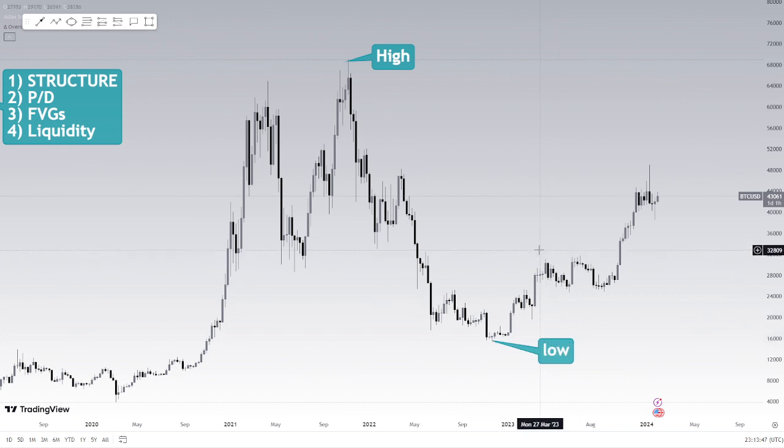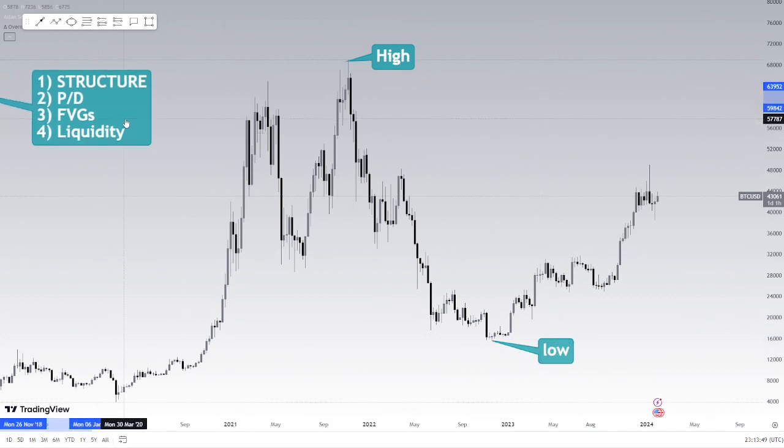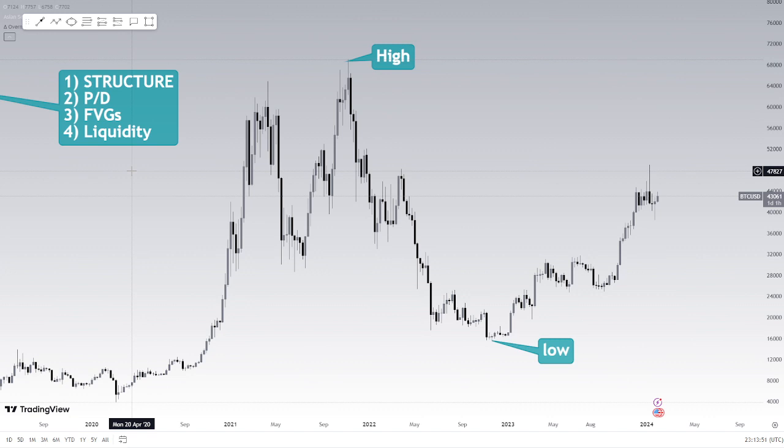Now from here, we need to understand that we've identified our structure. So our first rule has been ticked. Our first pillar, shall I say, in the ICT concepts of building a narrative is our structure. On the weekly time frame, we have a high and a low that's been outlined. The next thing we're going to go on to is number two, right? And number two, simply put, is PD arrays, right? Premium and discount arrays. Are we in premium? Are we in discount? Right, let's have a look.